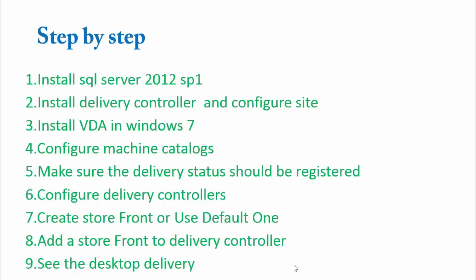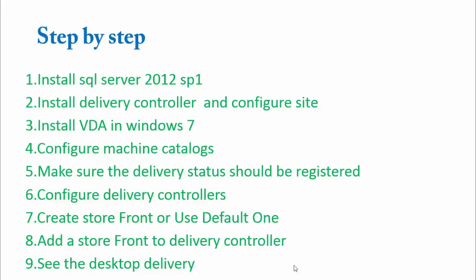Let's see step by step. First, we need to install SQL Server 2012 Service Pack 1 or 2008. After completing SQL Server, then you need to go to the delivery controller and we need to configure the site. After configuring the site, next we move to Windows 7 and install the virtual delivery agent on Windows 7.